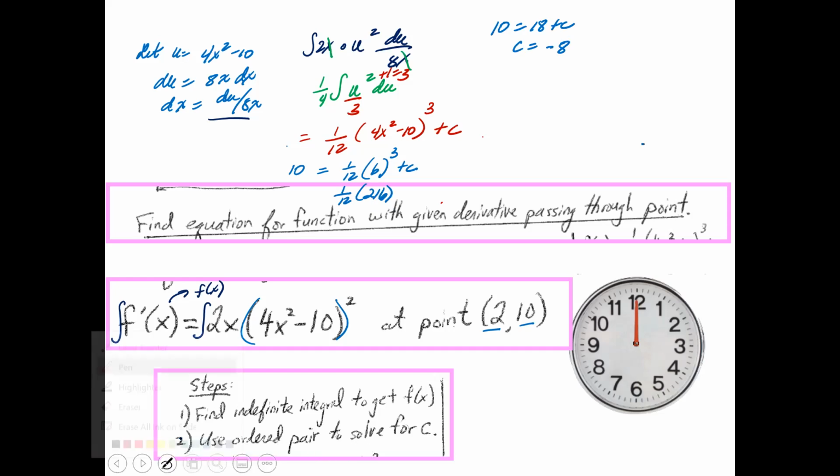And there you have it. So then my answer is going to be f of x is equal to 1 over 12, 4x squared minus 10 cubed plus c, which is minus 8. And that is your equation.